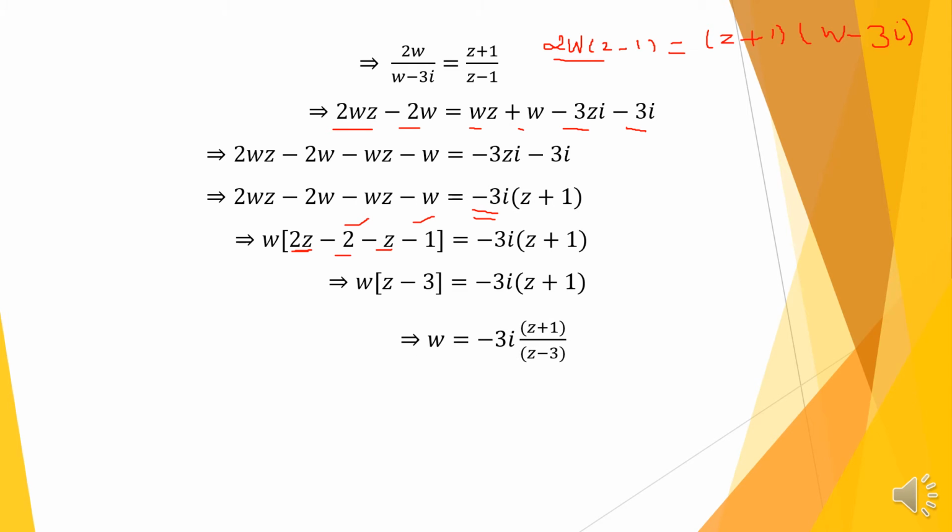Therefore w is equal to minus 3i into z plus 1 divided by, keeping the left hand side factor z minus 3 into the right hand side. So this z minus 3 in the left hand side is in product form, so we have to write in the division form. Therefore the answer is w is equal to minus 3i into z plus 1 divided by z minus 3.